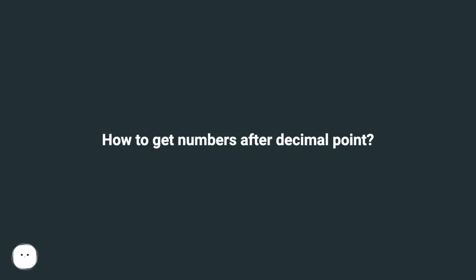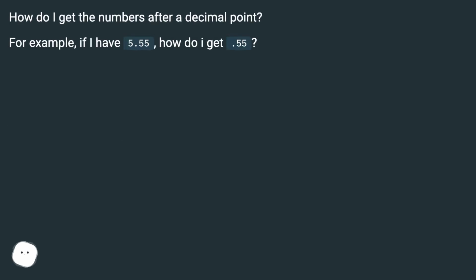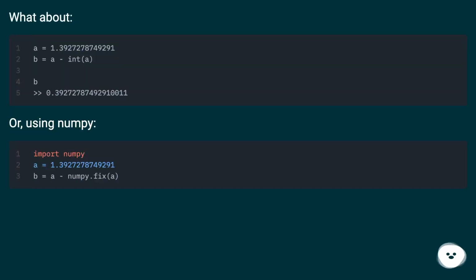How to get numbers after decimal point? How do I get the numbers after a decimal point? For example, if I have 5.55, how do I get .55? What about?